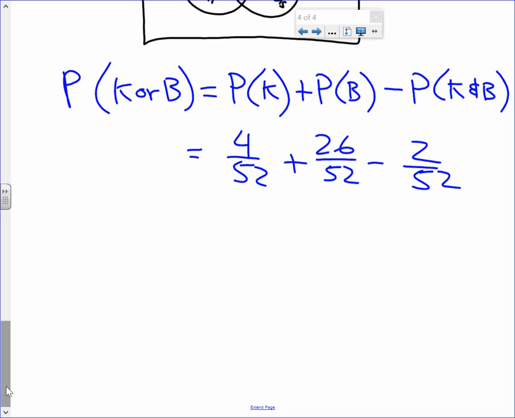Well, let's simplify now. Just leave it all nasty. Remember middle school and elementary? You guys dealt with adding and subtracting fractions with the same denominator? All you got to do is deal with the numerator. Look at it. 4 plus 26 is 30. 30 minus 2 is 28. So 28 over 52.